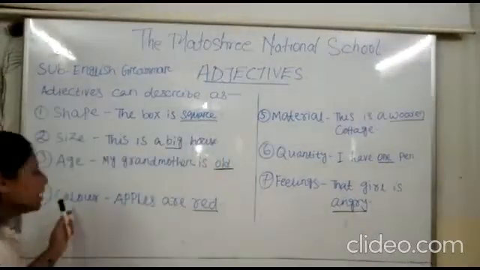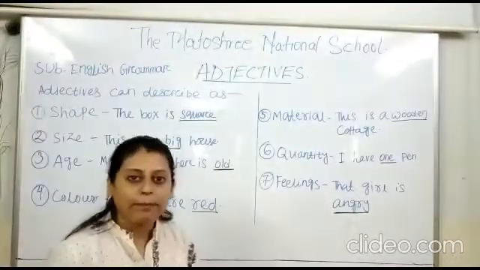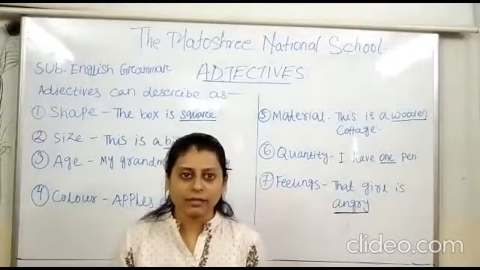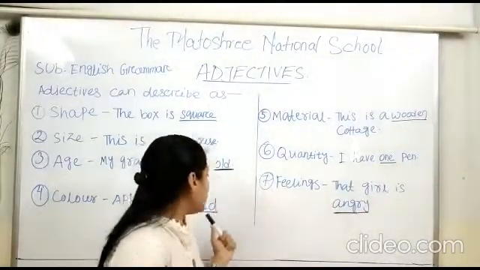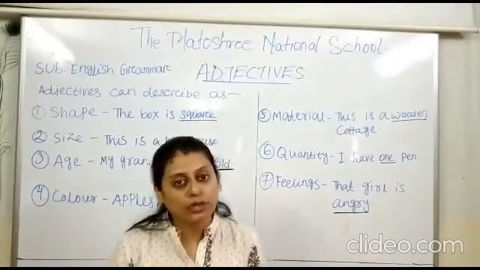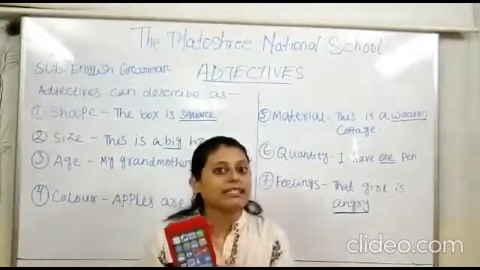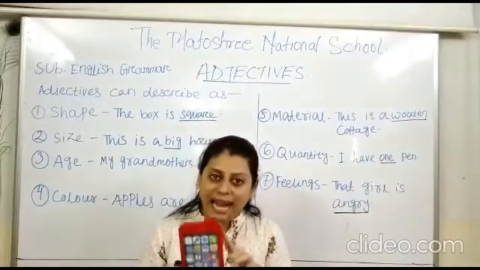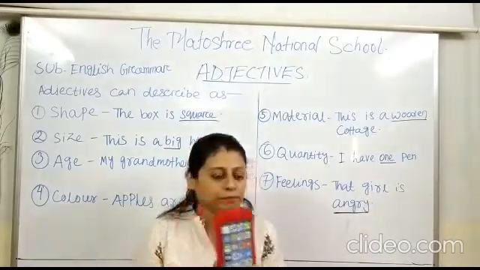Now, next is color. Apples are red. So, we see different colors in our surroundings. Yellow, blue, green, white, black. So, apples are red. This red color is an adjective which shows the color of the apple. We have learned before that the box is red. So red is an adjective which shows the color of this box.